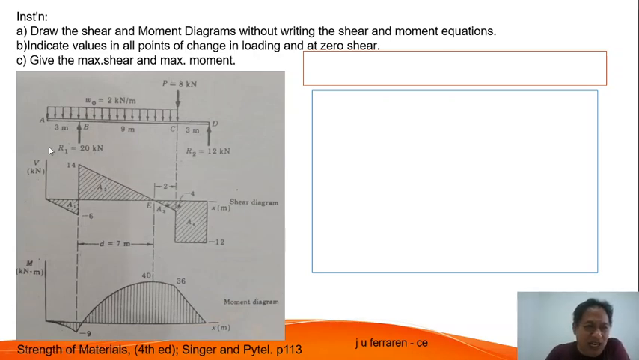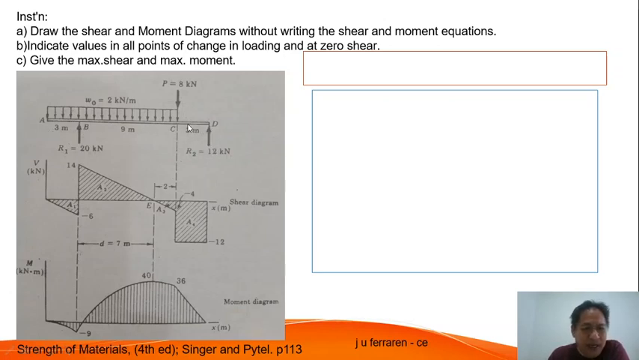So, usually, the given here is this. Now, this is taken from Strength of Materials, Singer and Pytel, page 113. This is a sample problem. Usually, the given is the beam loaded with a uniformly distributed load, then a concentrated load, and the supports are here. So, this is an overhanging beam.